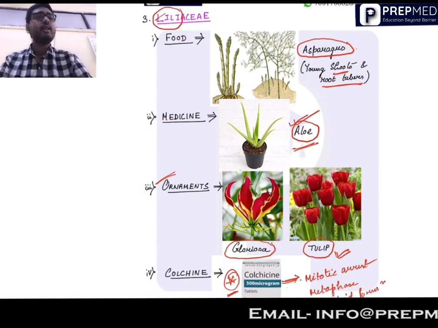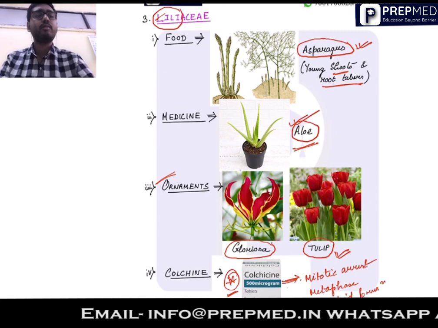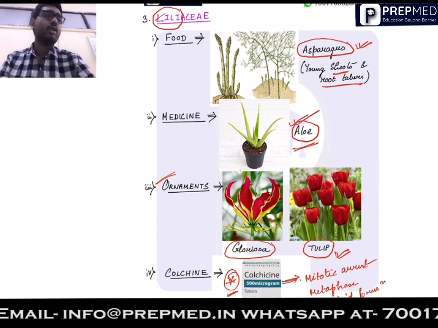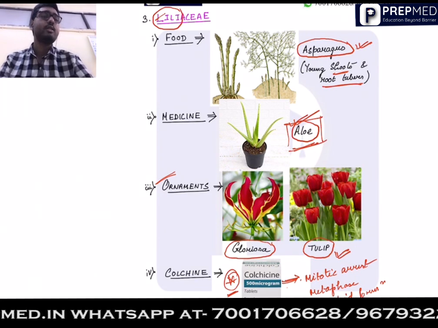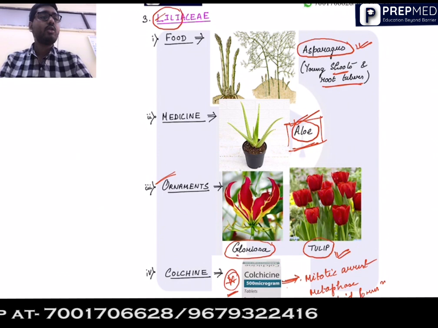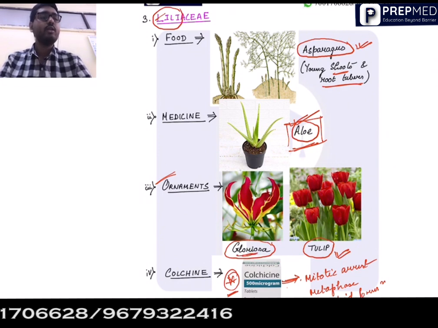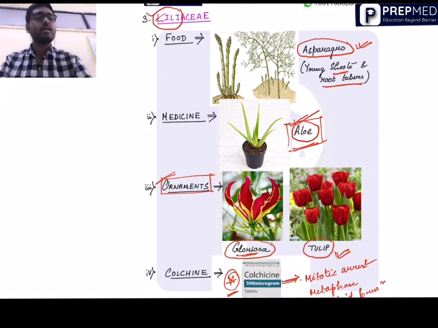Liliaceae, its food is asparagus. I had drawn the picture of a berry. Medicine, you can obviously not forget aloe vera. It's very easy and we have all used it. Ornamental, how to remember gloriosa, it will glorify you because it's an ornamental plant. Tulip, it looks like lily, so it's easier to remember now.